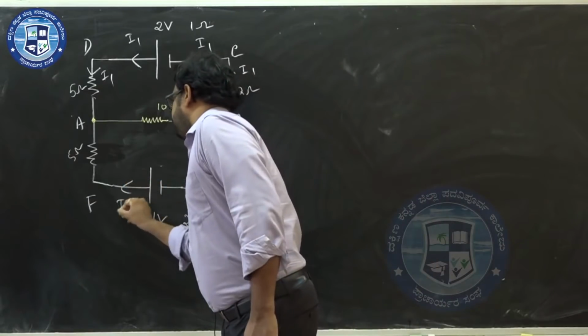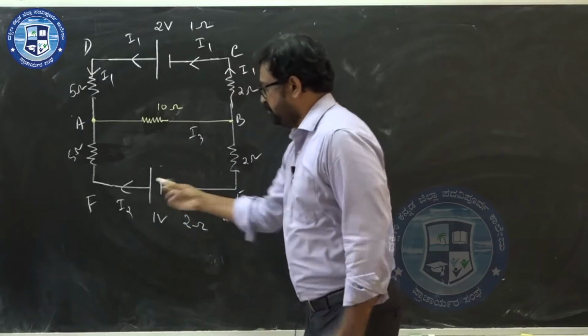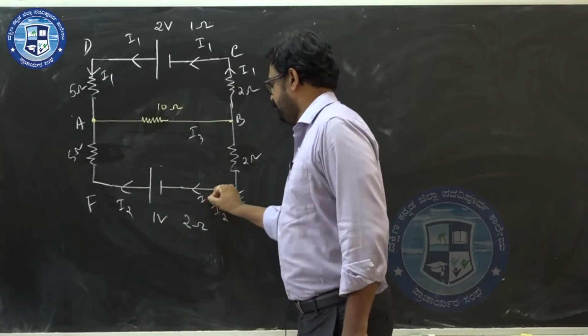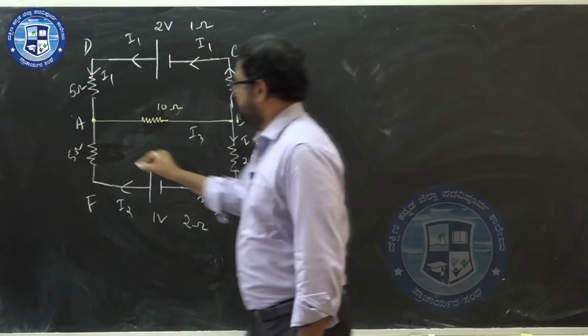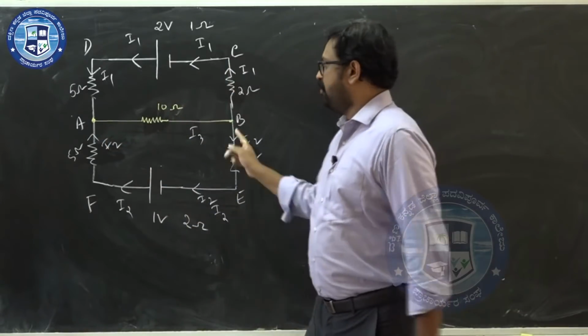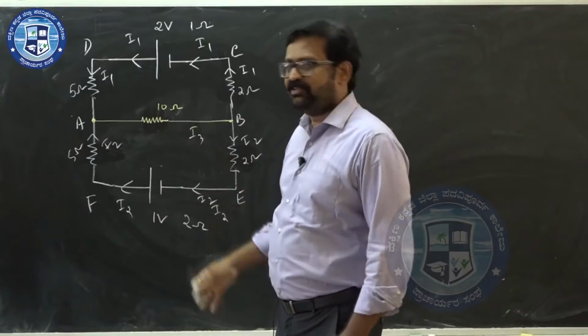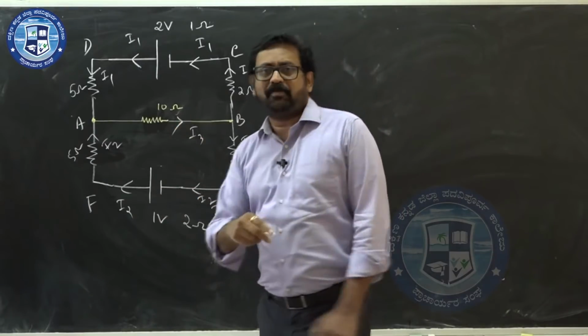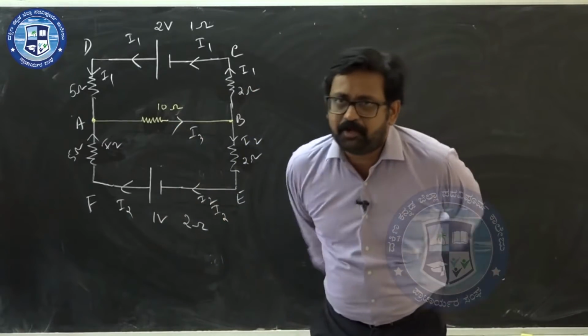Can I say this is I2? Positive to negative, that is the logic. This is I2, this is I2, this is I2. Same branch, current should be the same. What are you left with? One more. There is no cell, you select your own direction, not a problem, either from A to B or B to A. I will prefer A to B.